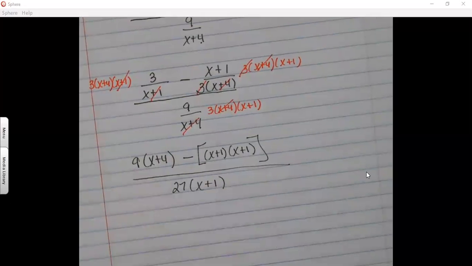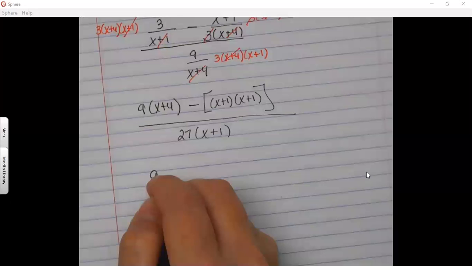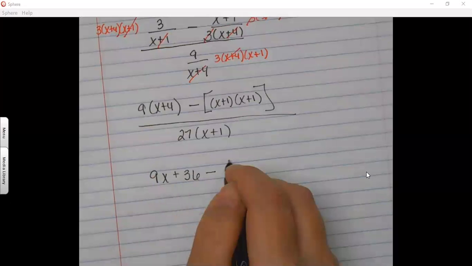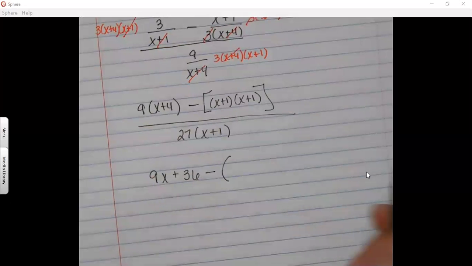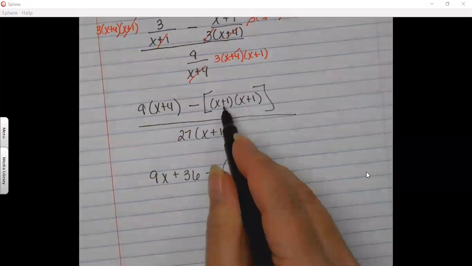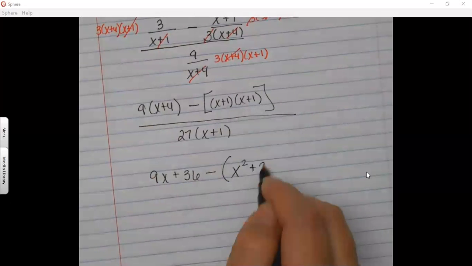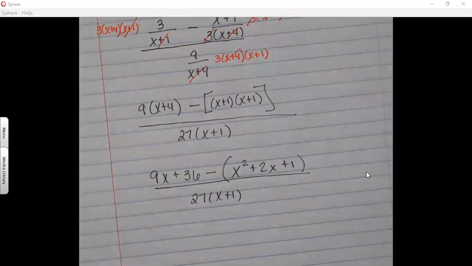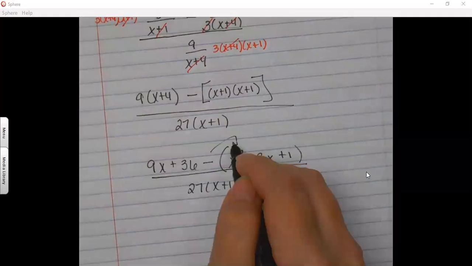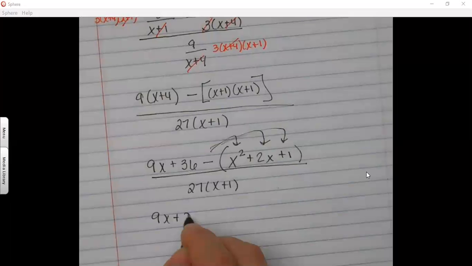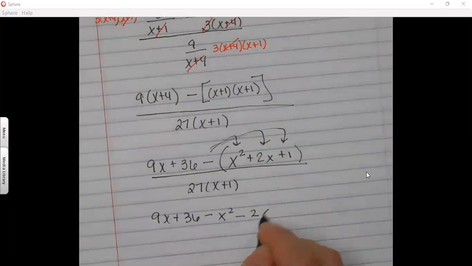So I get 9x plus 36 minus, I'm going to multiply all that out before I distribute the negative. So it's x squared, and then 1x plus 1x is 2x plus 1. Now I'm going to distribute that negative. So I get 9x plus 36 minus x squared minus 2x minus 1.